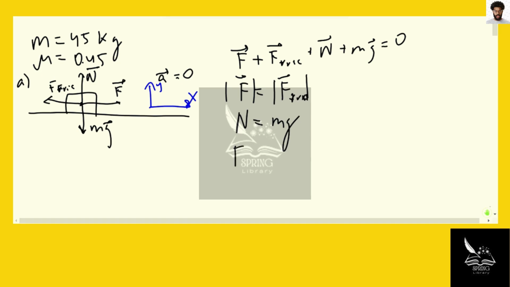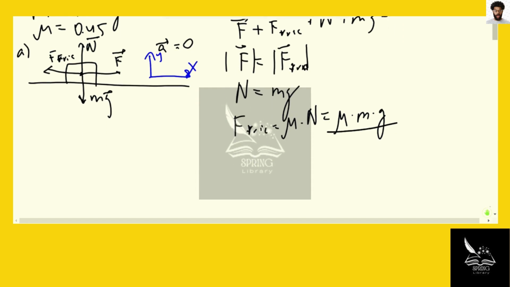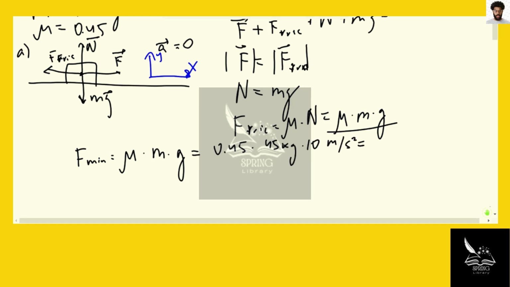And we also know that the force of friction equals to the friction coefficient multiplied by the reaction force, or friction coefficient multiplied by mass multiplied by the gravity. So now we can calculate the minimum force which is needed. So it equals to the friction coefficient multiplied by mass of the desk and multiplied by g, which is 0.45 multiplied by 45 kilograms multiplied by 10 meters per second square.